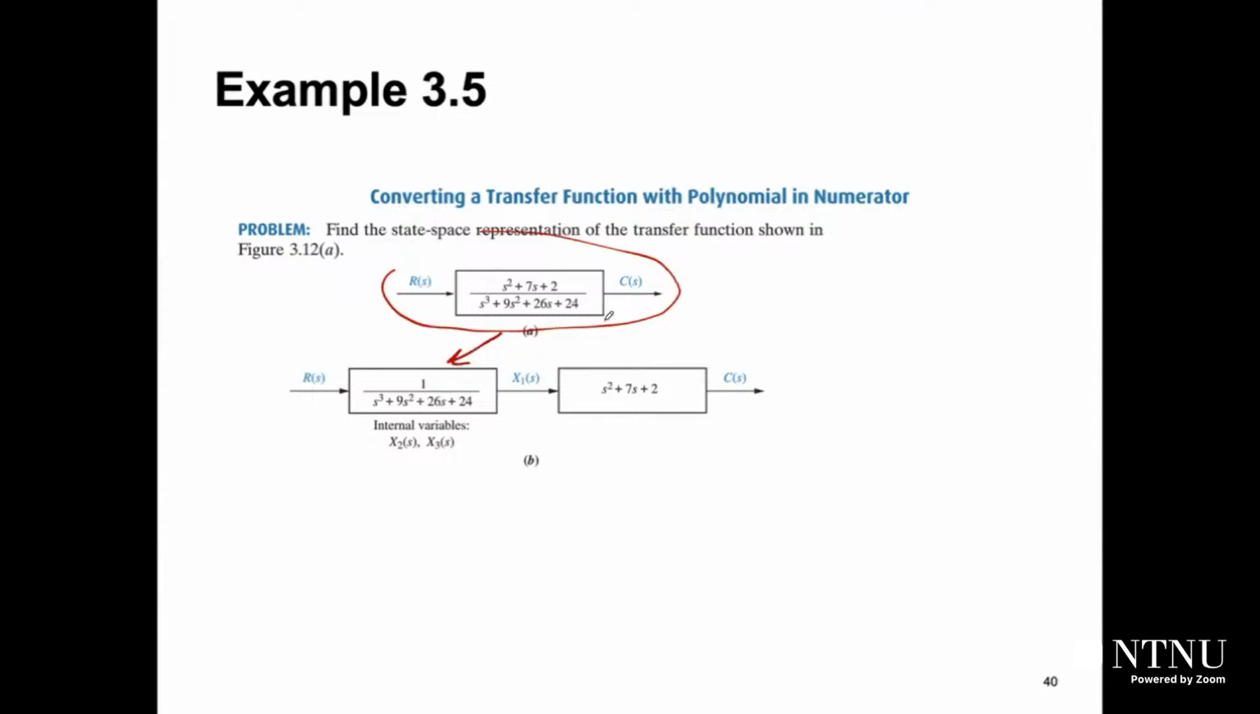Compose it into two blocks, right? The output from the first block will be x1 of s. And of course, we will have some internal variables, x2 of s, x3 of s. So the input will be r of s. So it will be 1 divided by this denominator. And we will have here the numerator. So this block, the input will be x1 of s, and the output will be c of s. And just apply, I mean, we can do it here. You can just apply inverse Laplace transform for the first part and the second part.